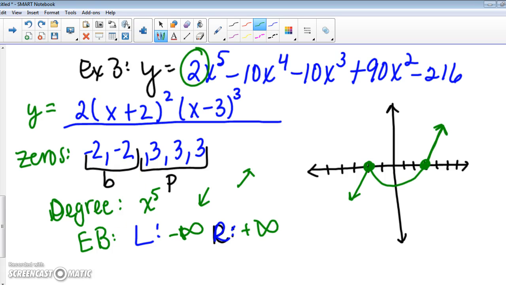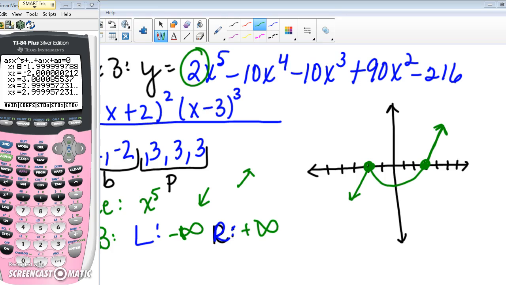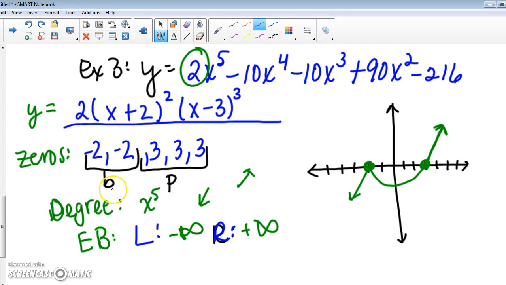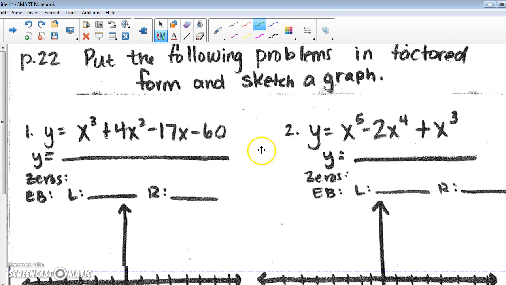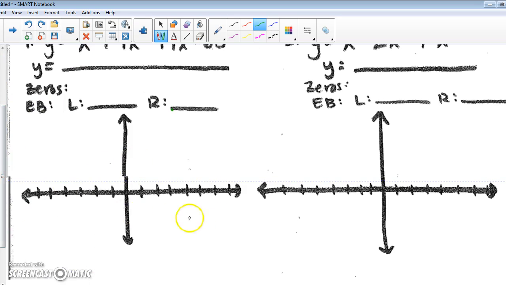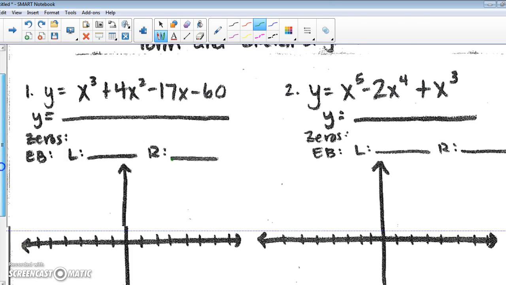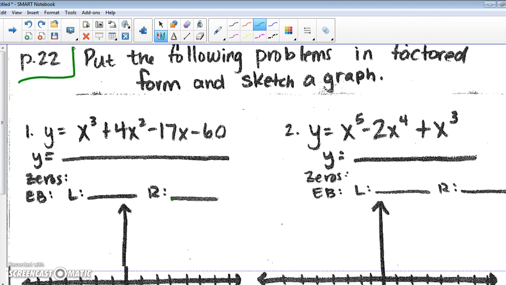So once you get Polysmalt done and you get your answers, you're going to write those down over here. And everything else is just review. So what you're going to do on the other paper is you have the same problem. You're going to fill in your y equals, list your zeros, end behavior left and right based on your degree, and then you're going to do your graph. That'll go on page 22 in your notebook, and then make sure you turn your notebook in before you leave.